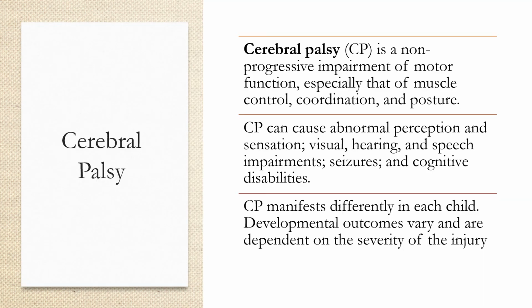Let's discuss cerebral palsy. Before we get to our case study, I'm going to give you a few facts about cerebral palsy. So cerebral palsy is a non-progressive impairment of motor function, especially that of muscle control, coordination, and posture. Cerebral palsy can cause abnormal perception and sensation, including visual, hearing, and speech impairments, seizures, and cognitive disabilities. CP manifests differently in each child. The severity is going to be worse, symptoms are going to be worse with every child. Developmental outcomes will vary and are dependent on the severity of the injury.